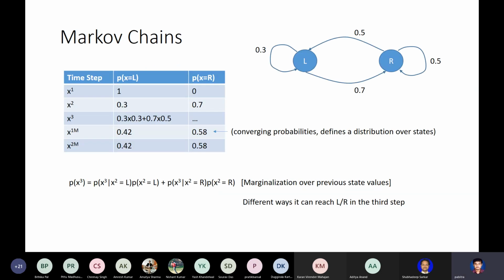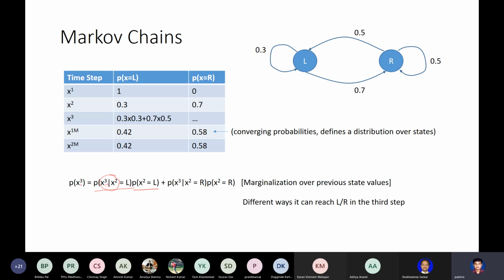Okay, so how can C be in the left room in the third time step? First possibility: in the second time step C was in the left room, and C stayed back in the left room. Another possibility: in the second time step C was in the right room, and then C came back to the left room. So in time step 2, x2, C was in the left room, and then for time step 3 the transition probability is that C stayed back in the left room.